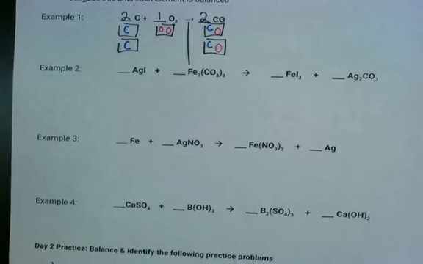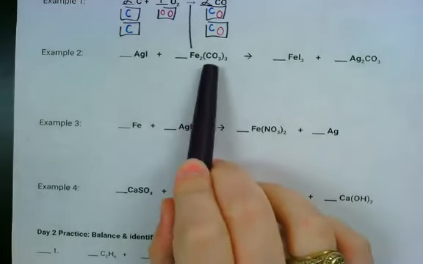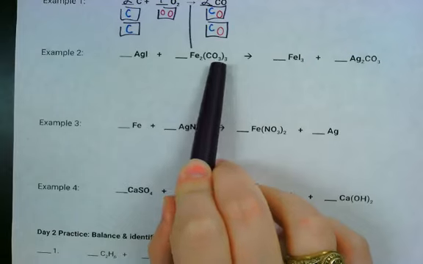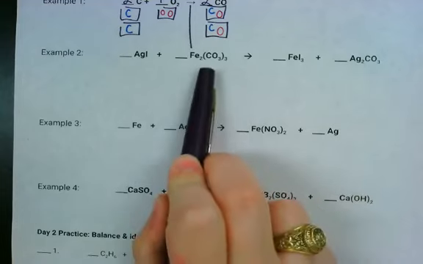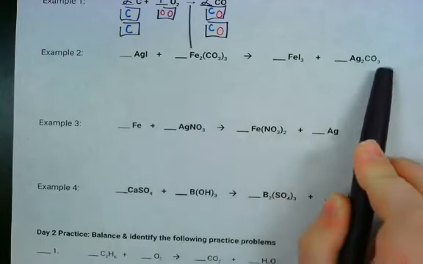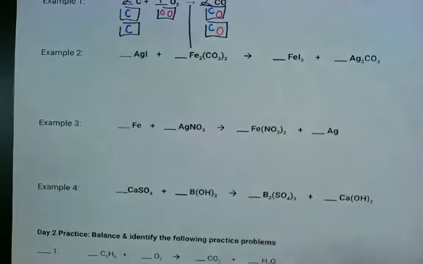Alright, so let's try the next one. Here, for example 2, now we're talking about polyatomic ions. So how y'all are going to do it in this class is that y'all are going to keep your polyatomic ion together. You're not going to break it up into individual elements. Because if you look, CO3 is over here, and CO3 is over here. This CO3 doesn't get broken up. It stays together in its polyatomic ion. So when we write our boxes, that CO3 is going to stay together.